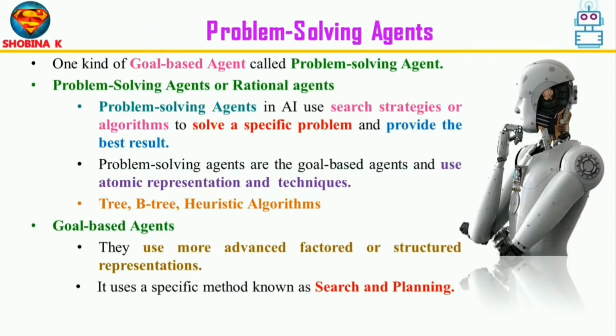Problem solving agents or intelligent agents are supposed to maximize their performance measure. Achieving this can be simplified if an agent can adopt a goal and aim to satisfy it. Problem-solving agents in AI mostly use search strategies or algorithms to solve a specific problem and provide the best result. And these agents are goal-based agents and use atomic representation.